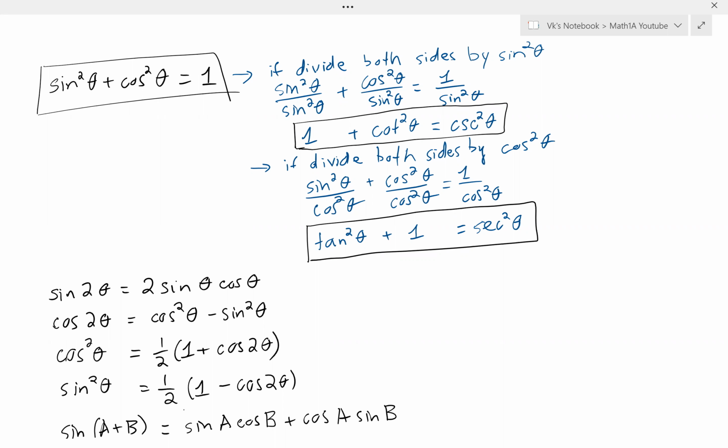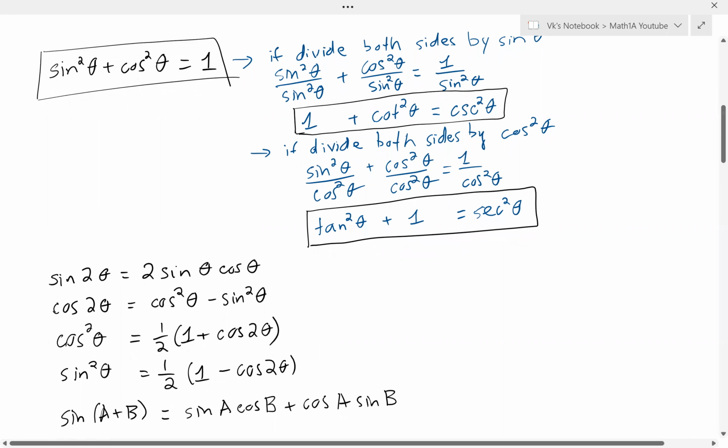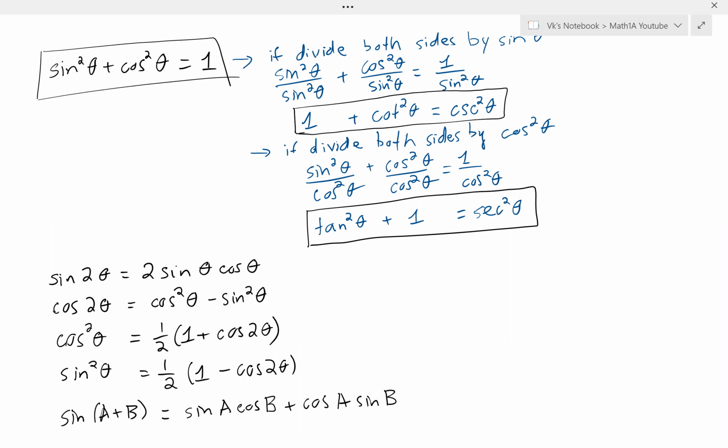And we also have the sum of the angle identity. It is useful to prove one of the derivatives. Sine of A plus B is sine A cosine B plus cosine A sine B.